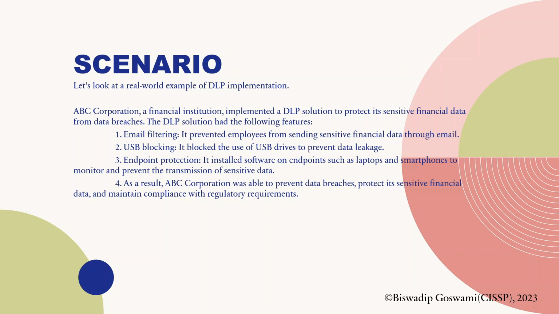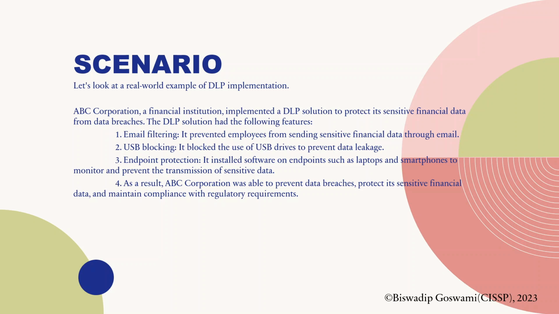Endpoint protection. It installed software on endpoints such as laptops and smartphones to monitor and prevent transmission of sensitive data. As a result, ABC Corporation was able to prevent data breaches, protect its sensitive financial data, and maintain compliance with regulatory requirements.